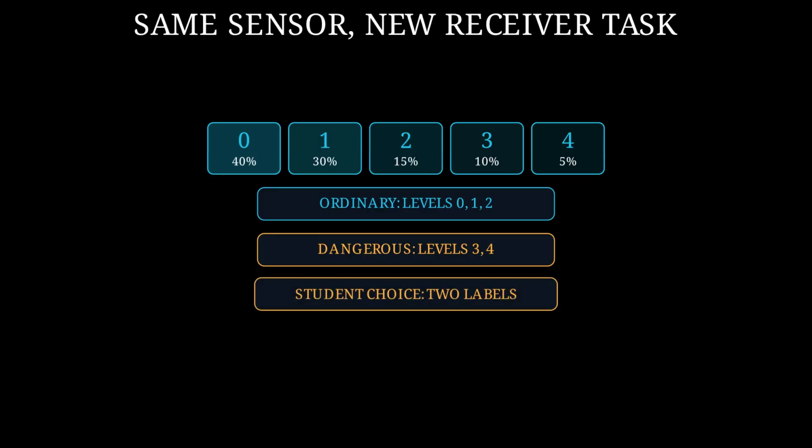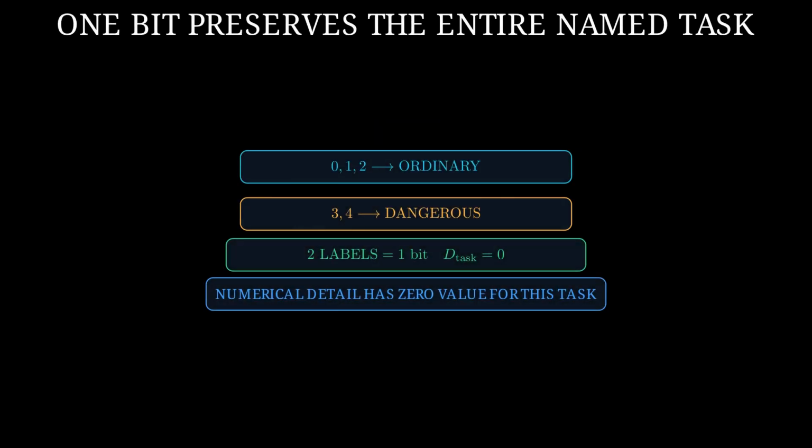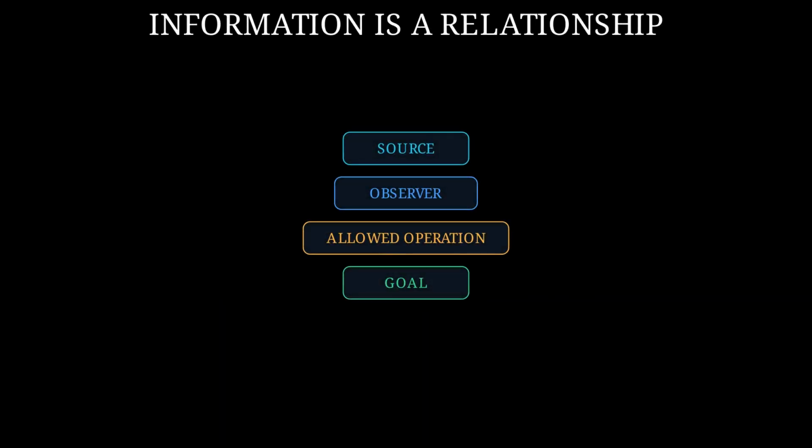I choose 2 labels. One label can mean ordinary and one can mean dangerous. The exact numerical level no longer affects the receiver's decision. 2 labels are enough, so one transmitted bit can preserve the entire named task with 0 category distortion. Levels 0, 1, and 2 may share the ordinary label. Levels 3 and 4 may share the dangerous label. This compressor discards more numerical detail than the 4-label design, but that detail has 0 value under the new rule. The phrase "throw away information" is incomplete until the goal is named.